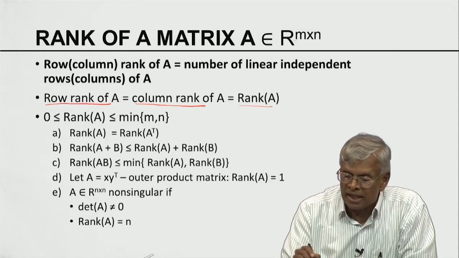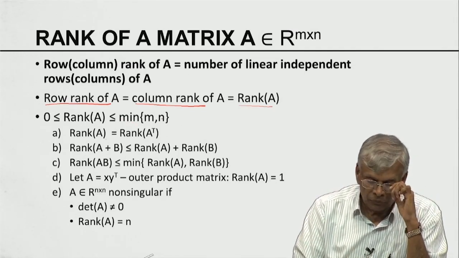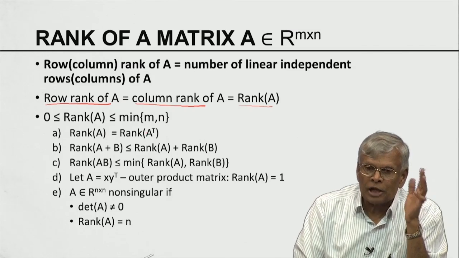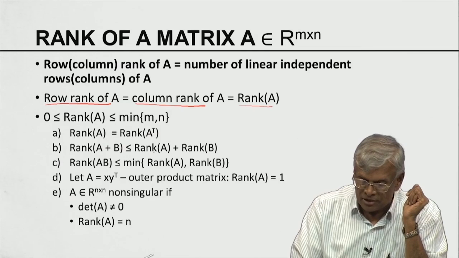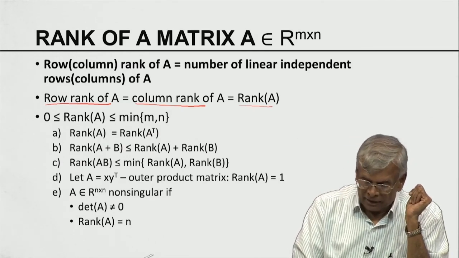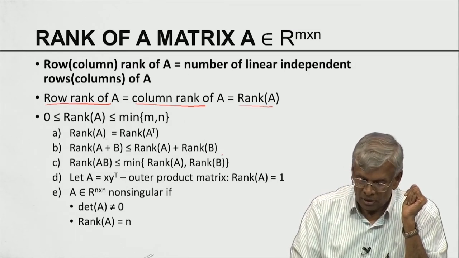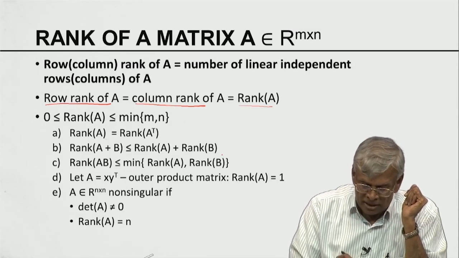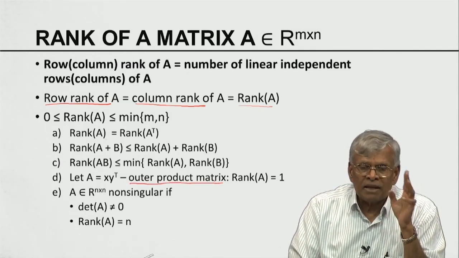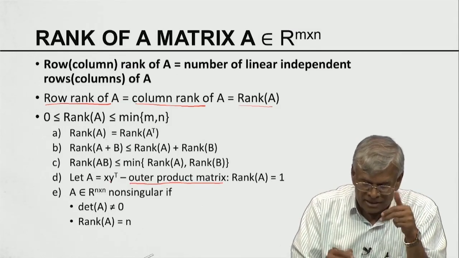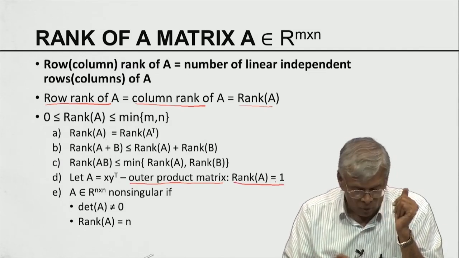So if A is an m by n matrix, the rank of A is less than or equal to the minimum of m and n. Rank of A is the rank of A transpose. Rank of a sum is less than or equal to the sum of the ranks. Rank of a product is less than or equal to the minimum of the rank of A and rank of B. We have earlier seen the outer product of two vectors is a matrix. If a matrix arises as an outer product of two vectors, that matrix is always of rank 1.